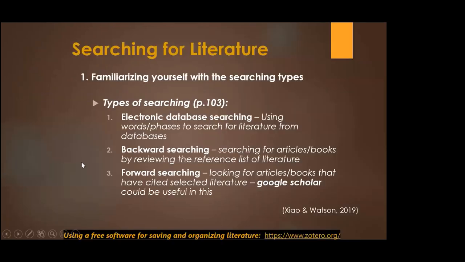So there are three main types of searching, right? The popular one is electronic database searching. And this is all about, most of the literature are online, they are in the cloud, right? When you go to your school library website, there's a search engine there where you can search for literature based on the topic that you are interested in, right?